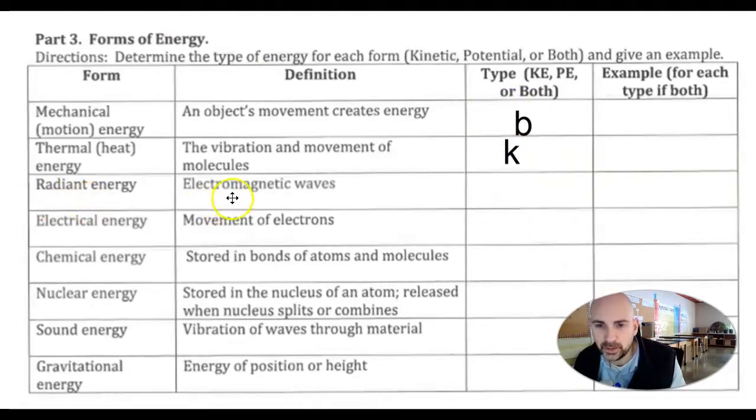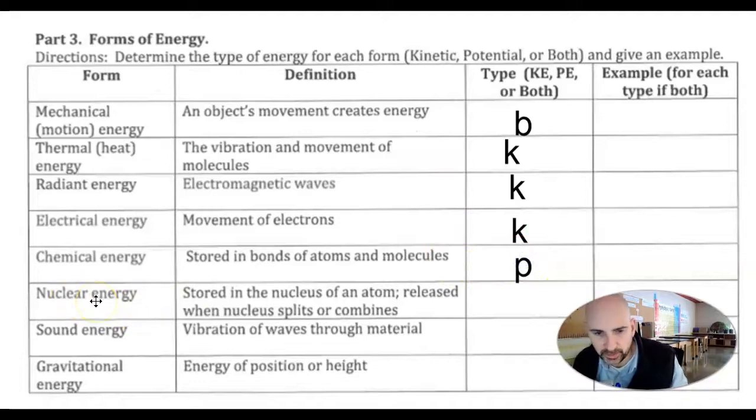Radiant energy, electromagnetic waves. This is the electromagnetic spectrum. This is the energy moving in, as we might say, light. That's in motion. So those are kinetic energy examples. Electrical energy, we just saw. Movement of electrons. Again, movement of electrical charge. So anytime we're seeing movement, we're talking kinetic. Chemical energy, stored in bonds of atoms. Stored, okay, potential. When you see stored, it's potential.